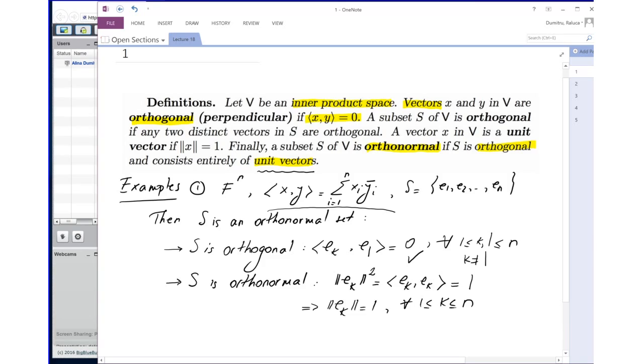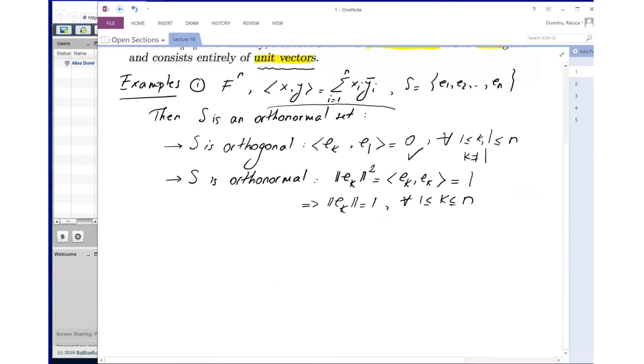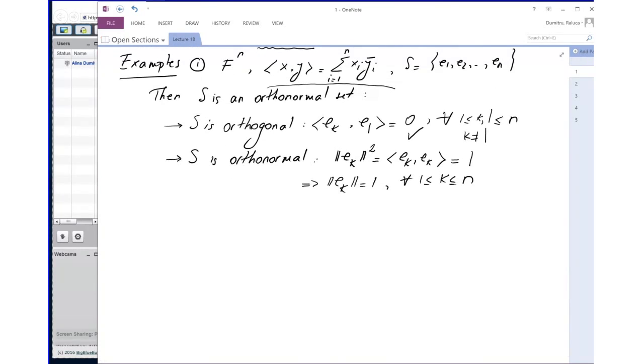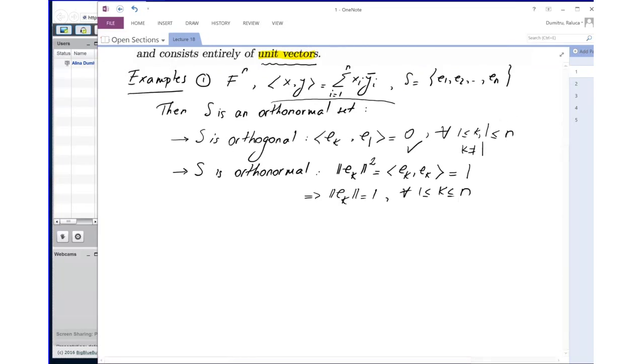So they are all what is called unit vectors. So we're done, right? This is an example of an orthonormal set. Let's see one more. Let's look at 2 by 2 matrices, with the Frobenius inner product, right?